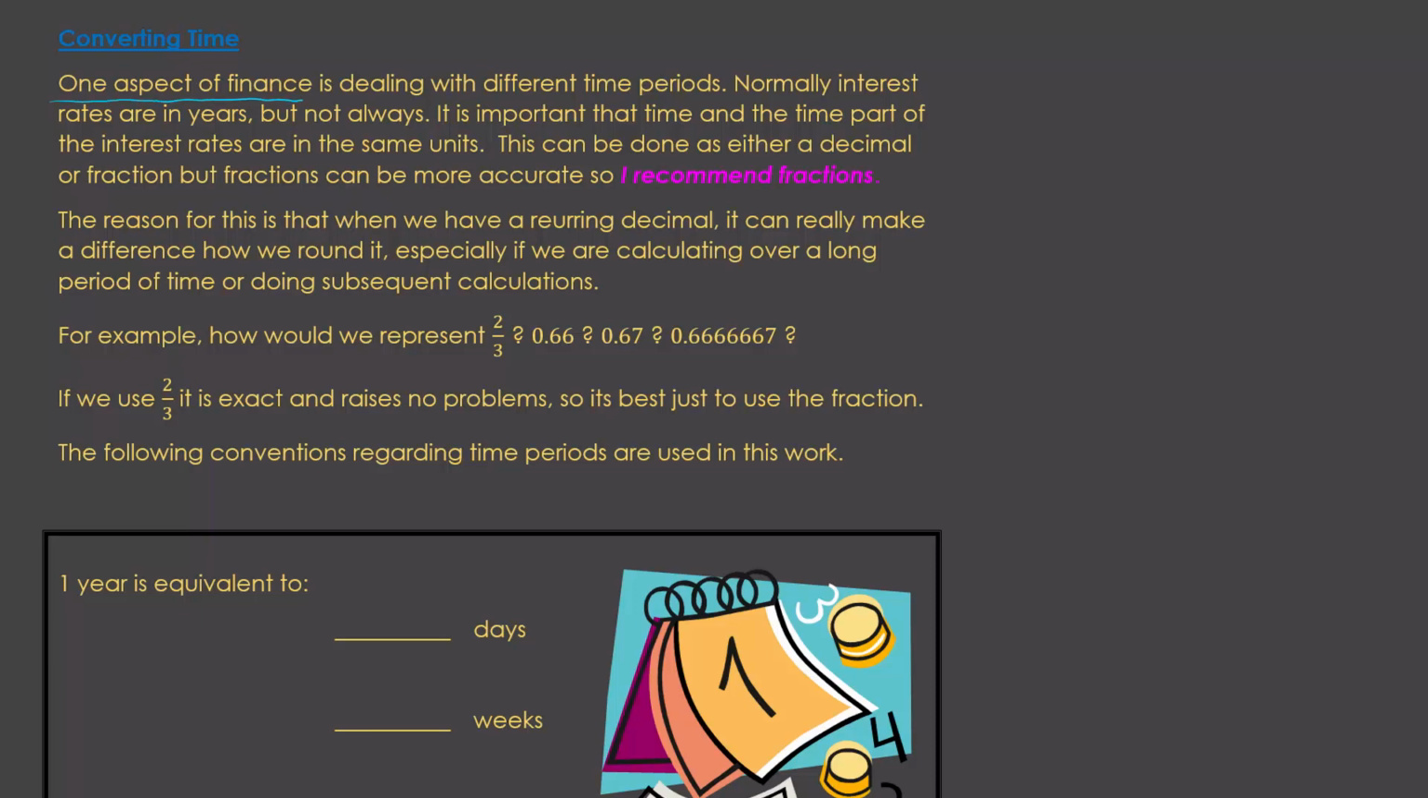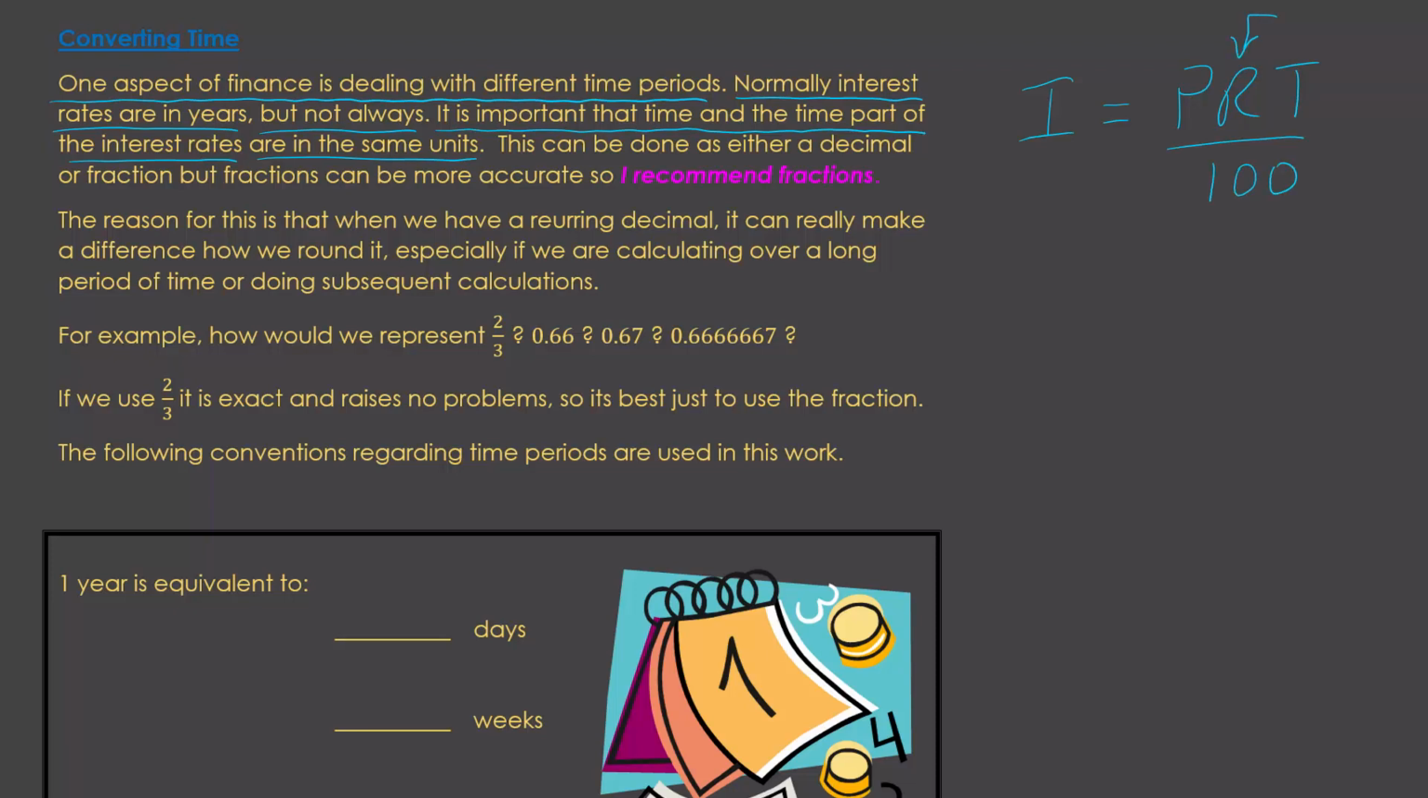One aspect of finance is dealing with different time periods. Normally, interest rates are in years, but not always. It is important that time and the time part of the interest rates are in the same unit. So the formula we're going to meet for simple interest is I is equal to PRT divided by 100.